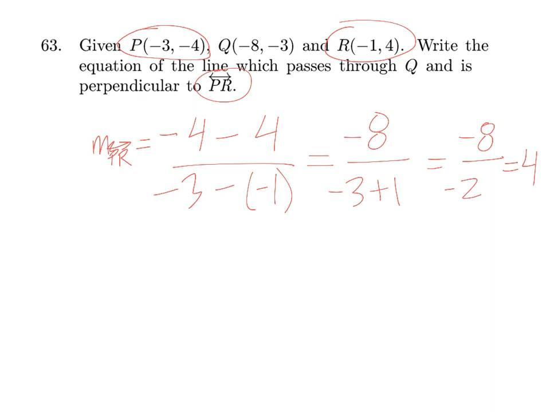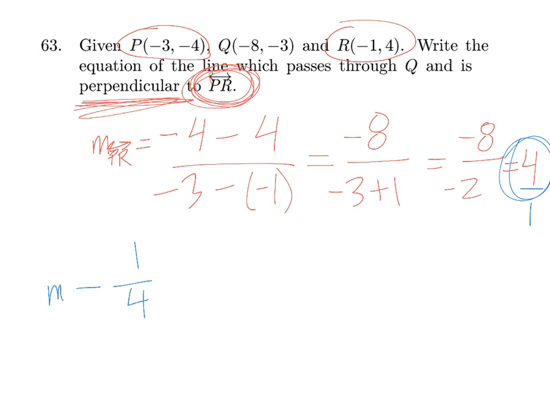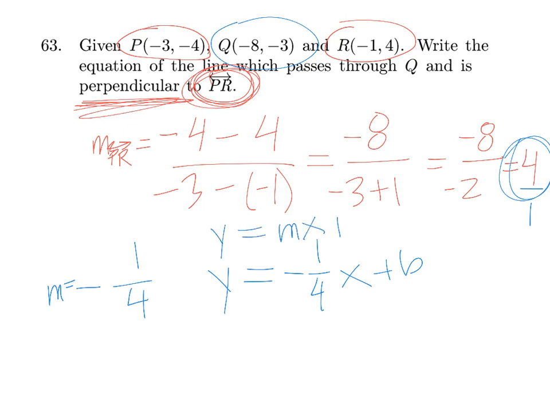Now, if I want to figure out the slope of a line that passes through this line and it's perpendicular, what do you do then? The keyword is perpendicular. So I'm going to take this number, which is 4 over 1 essentially, and I'm going to flip it. 1 over 4, and I make it negative. All right, so that's my new slope for the line that passes through Q. So I have y is equal to negative 1/4 x plus b, because the equation of every line is y equals mx plus b.